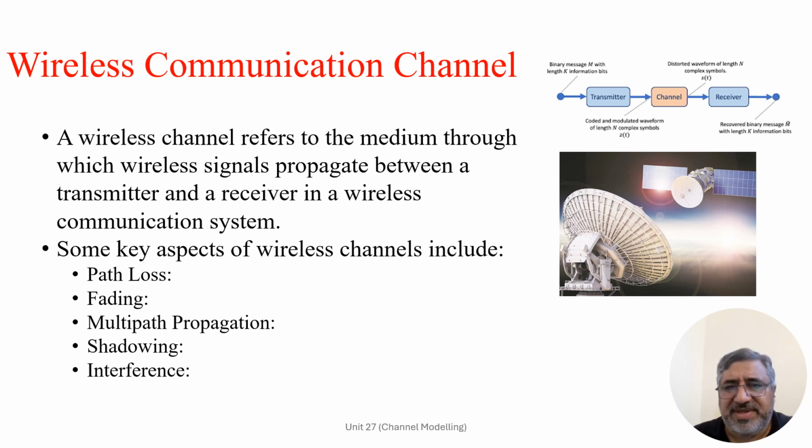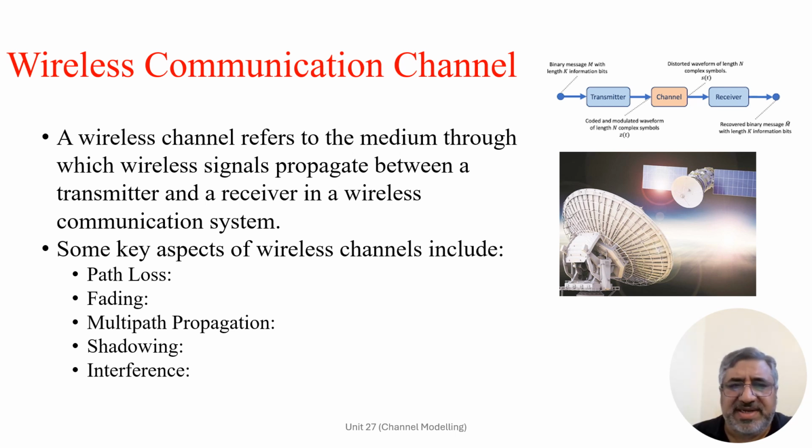As the distance between the transmitter and receiver increases, the signal power generally decreases due to the inherent nature of spreading and absorption. Path loss is a very critical factor in determining the coverage area and link budget of the wireless system. Similarly, fading is basically the fluctuation of the signal strength over time due to multi-path propagation.